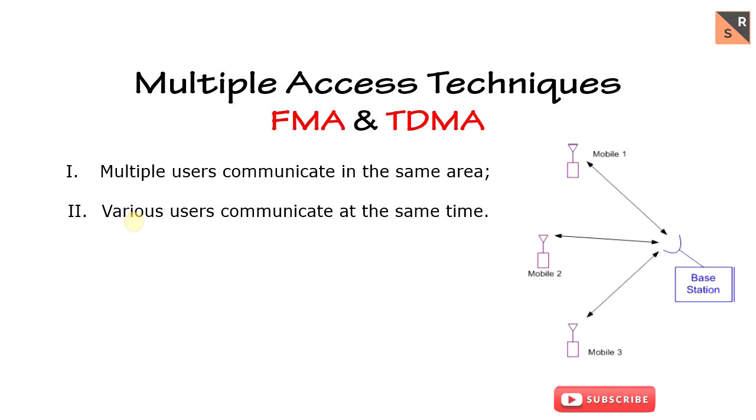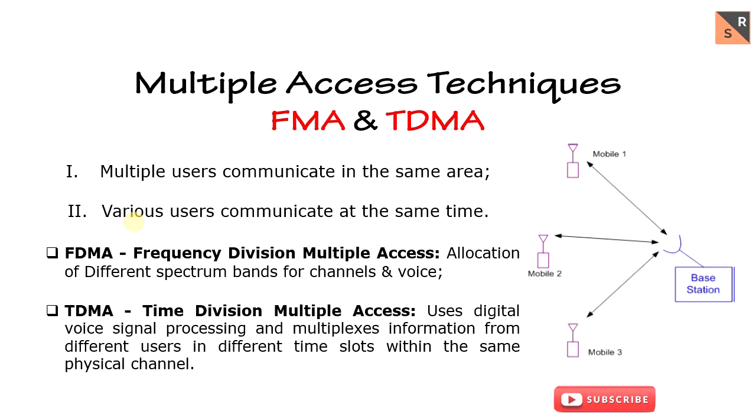In this context, techniques were created that allow multiple users to access the transmission medium, that is, the sharing of radio channels. In this video, we are going to talk about two of them, FDMA and TDMA. FDMA stands for Frequency Division Multiple Access, which is characterized by the allocation of different spectrum bands for channels and services, and voice. And TDMA, which stands for Time Division Multiple Access, which uses digital voice signal processing and multiplexes information from different users in different time slots within the same physical channel.